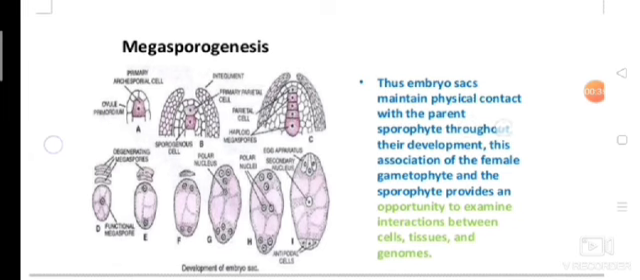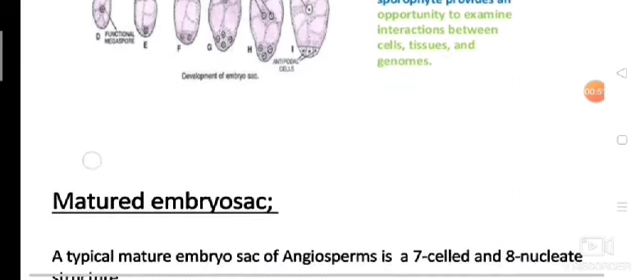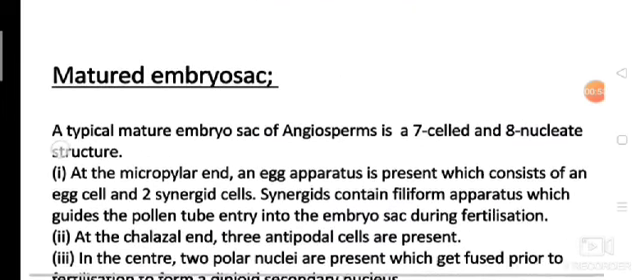sporophyte throughout its development. This association of the female gametophyte and the sporophyte provides an opportunity to examine interaction between the cells, tissues and genomes. See the various stages that occur.